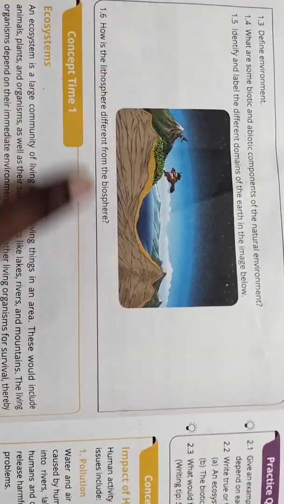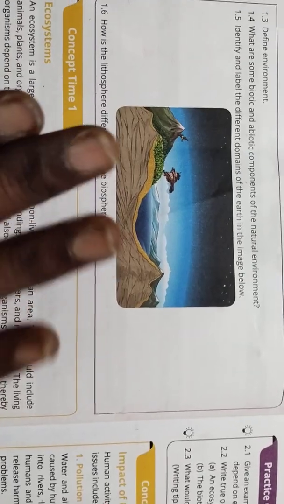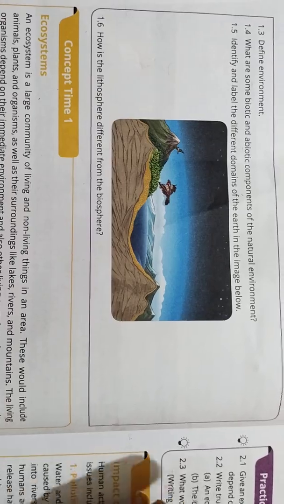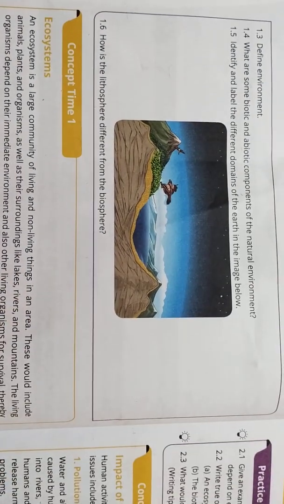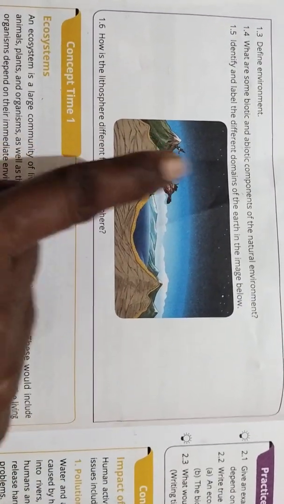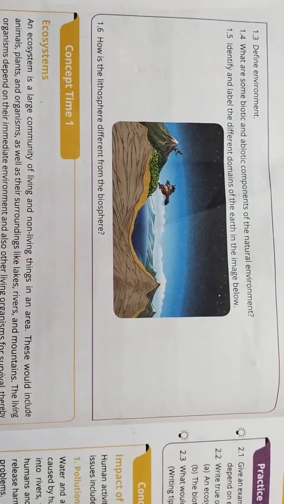Then here is a picture given for you. What you have to do is identify and label the important domains of the earth. So how many domains of the earth? There are 4 domains of the earth, that are lithosphere, atmosphere, biosphere and hydrosphere. So you need to identify them in this picture, mark it and send it as homework.